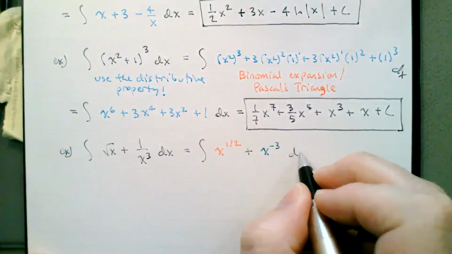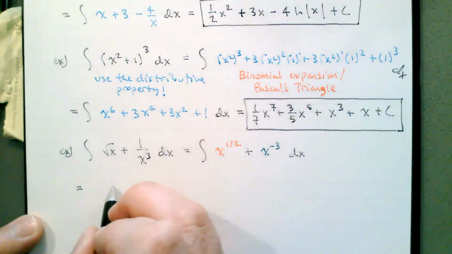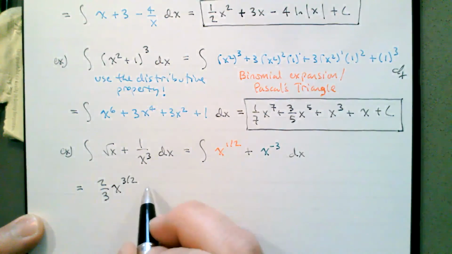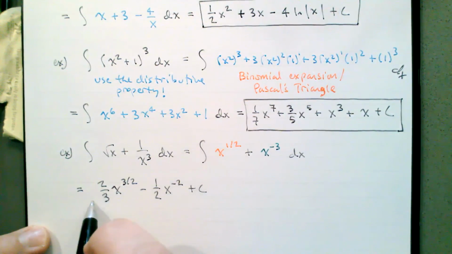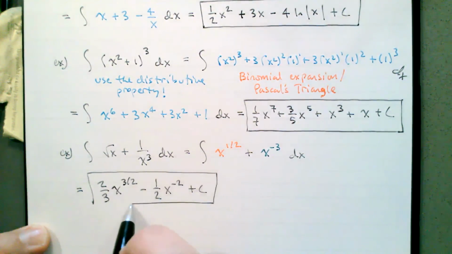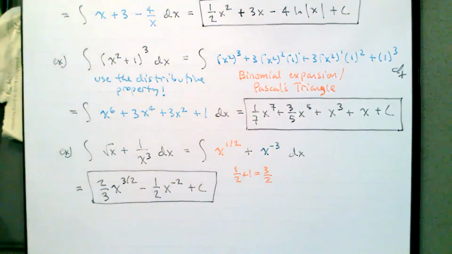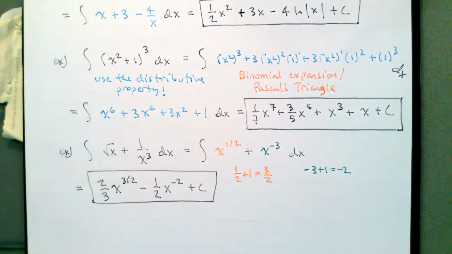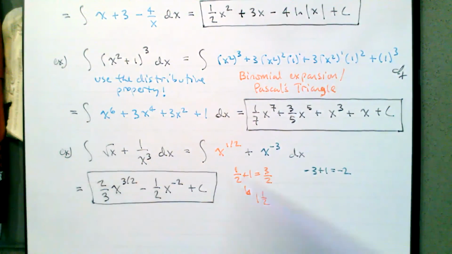Now I have terms that are powers of x, so I can add 1 to the exponents and divide by the new exponent. 1/2 plus 1 is 3/2, and 1 divided by 3/2 is 2/3. -3 plus 1 is -2, and 1 divided by -2 is just -1/2. So I'm just doing 1/2 plus 1, and -3 plus 1 is -2. Add 1 to the exponent, divide by the new exponent. You could also read 1/2 plus 1 as 1 1/2, and then convert it to a fraction by 2 times 1 plus 1.